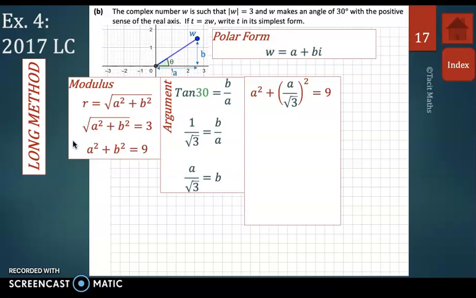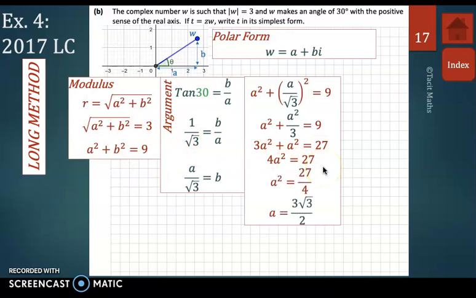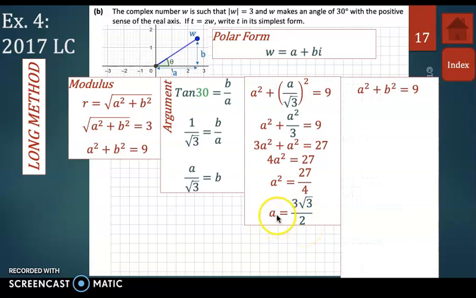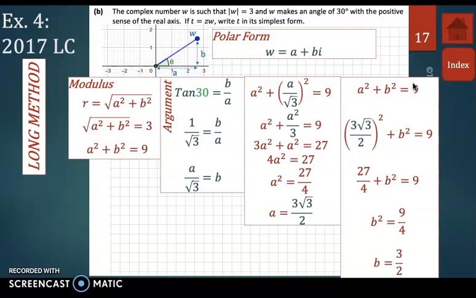It's kind of complicated, so it's not a very appealing approach. So square out your brackets and multiply across by 3. We get a simple enough quadratic to solve. a comes out as 3 root 3 over 2. We don't have to worry about the negative version, minus 3 root 3 over 2, as we know it's in the positive sense. We then take this equation, sub it back into our original equation, and b comes out as 3 over 2.